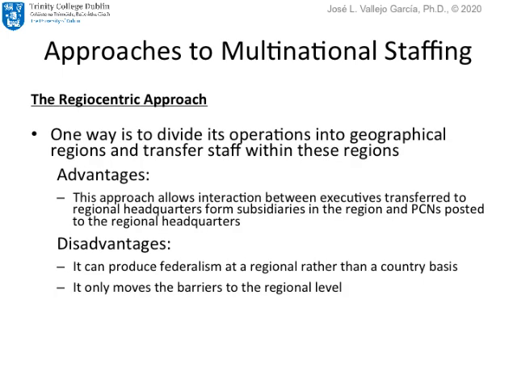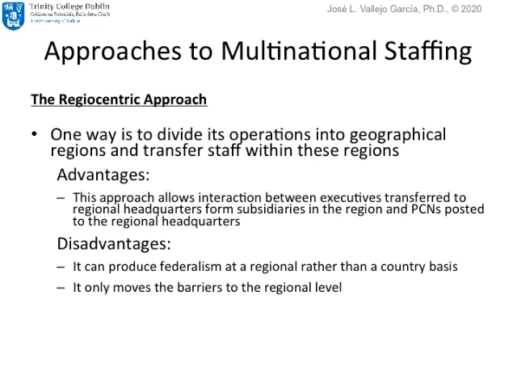The next approach is called regiocentric, okay? And this is one way to divide operations into geographical regions and transfer staff within these regions. For example, the Asian region, where you only transfer people from Asia. You move people from Malaysia to Singapore to China to Philippines. You do the same in Europe. You transfer your people in Europe from France, Germany, Austria, Ireland. You move them only by regions, or North America or South America.